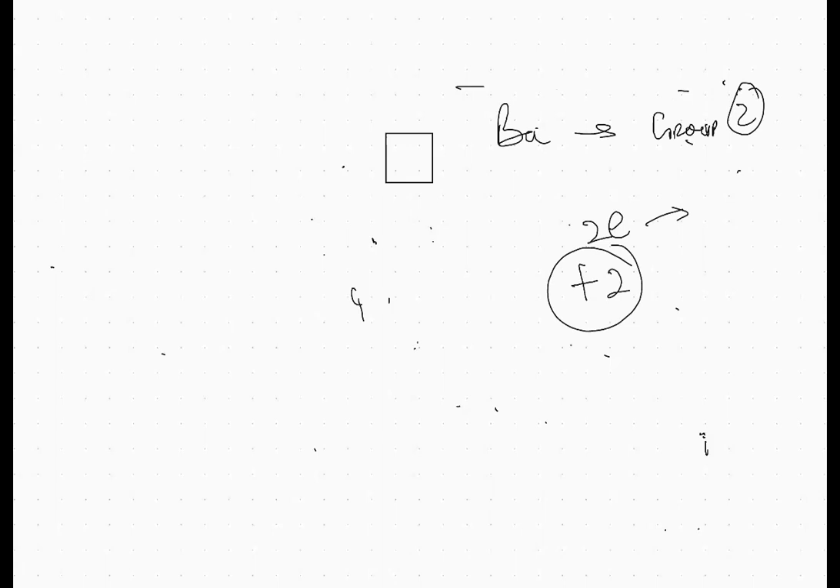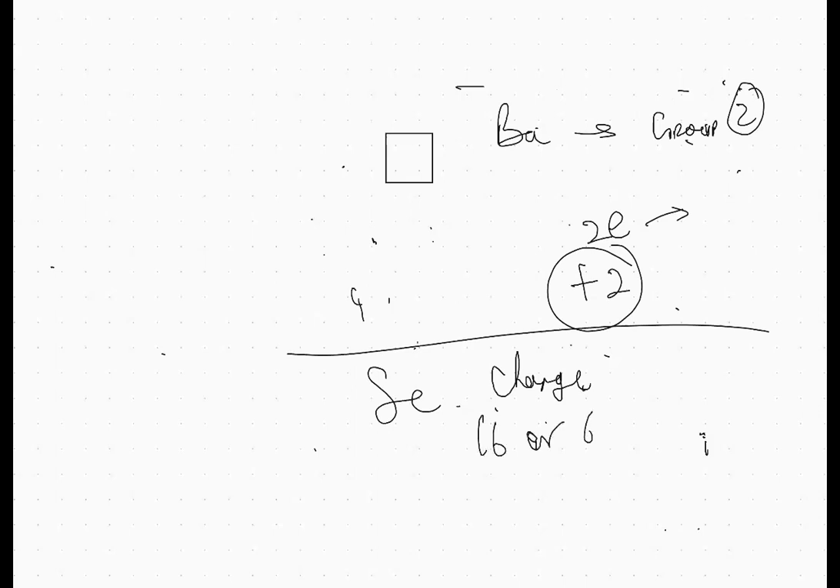Okay. Another question about what is the charge of selenium. If we look at selenium, it is in group 16, or we'll say 6. That means in order to become 8, it can take 2 electrons. So it will have the charge of 2 minus. That's the reason, selenium.